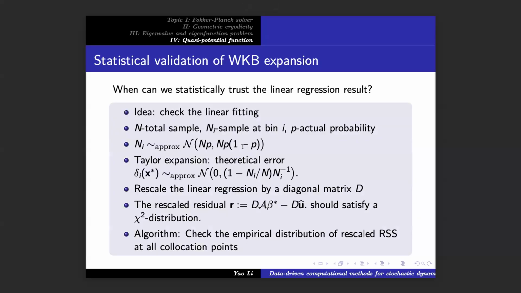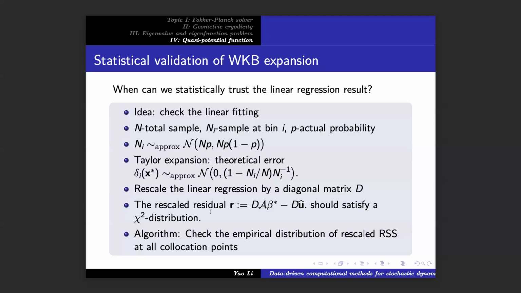So the idea is that we want to check the quality of linear fitting, but how can we check? The answer is that we want to first take a look at what the Monte Carlo tells you. The Monte Carlo simulation gives you some binomial distribution, and that's undergraduate probability. The binomial distribution can be approximated by a normal distribution. And you take a Taylor expansion, then you can see that the theoretical error is approximately a normal random variable. And then you can rescale each normal random variable to make sure that the error at different quantification points are identical. So after this rescaling, you can calculate this rescaled residual.